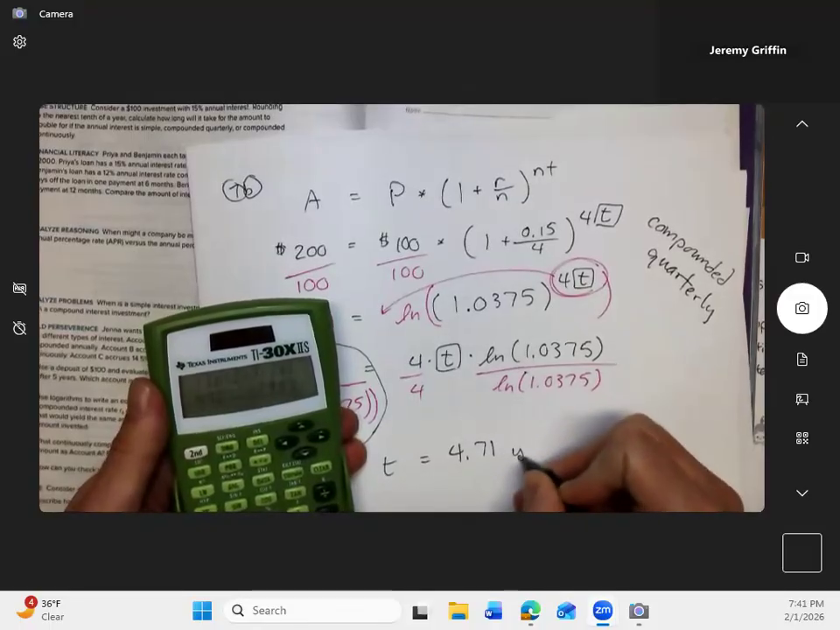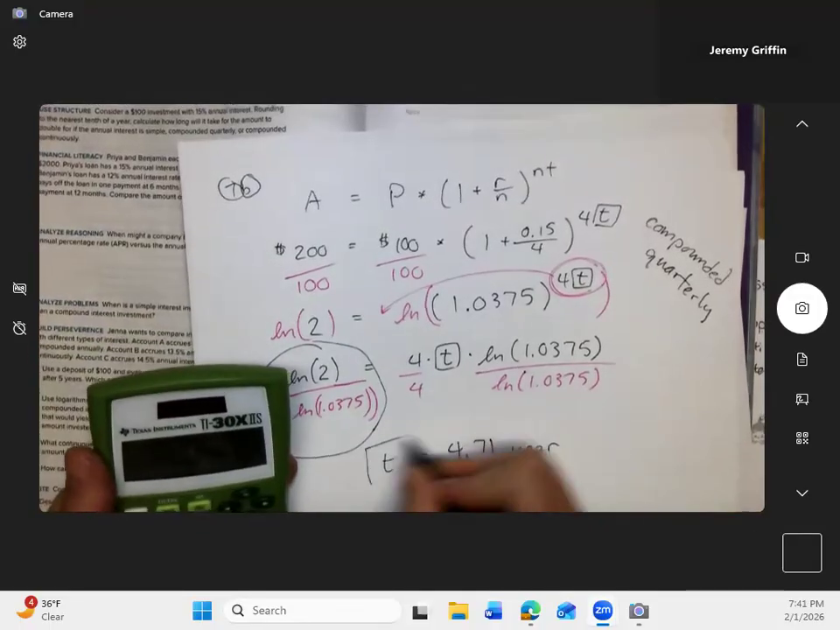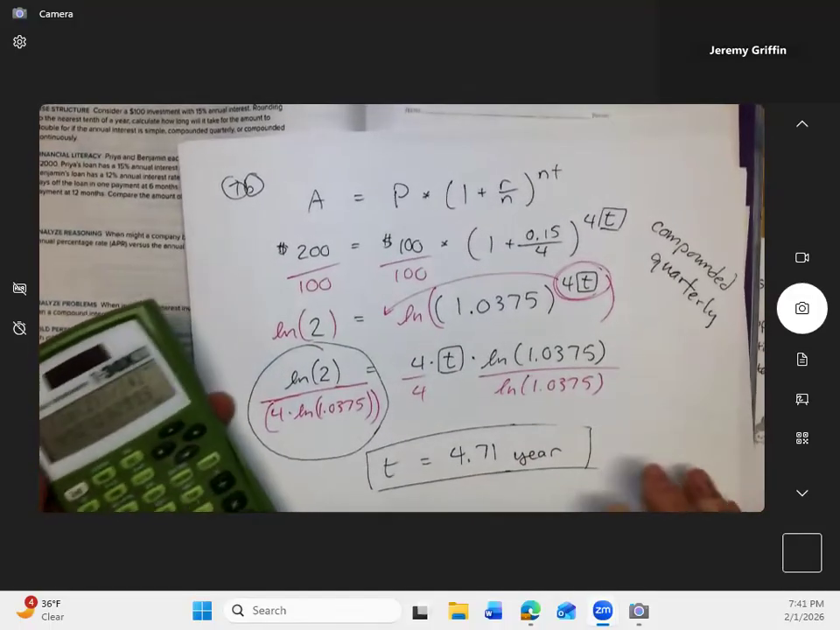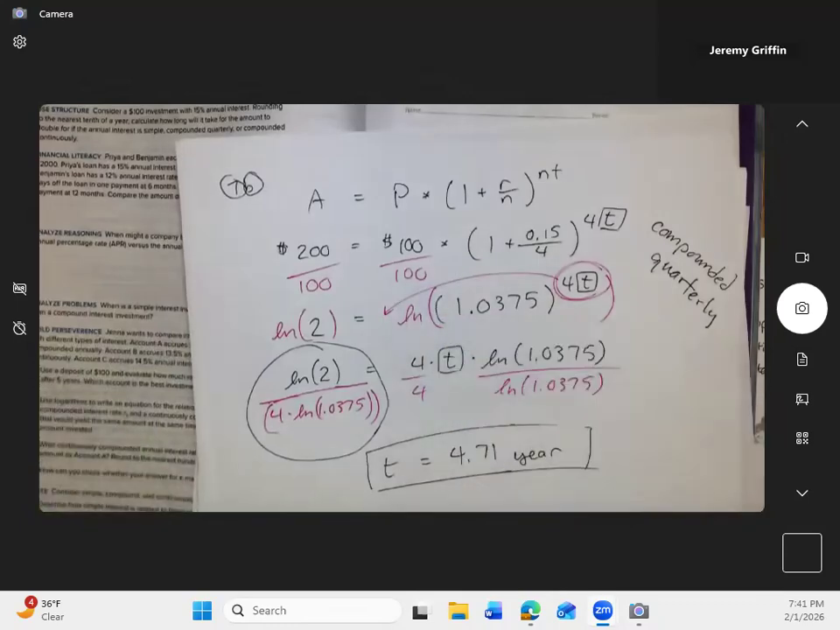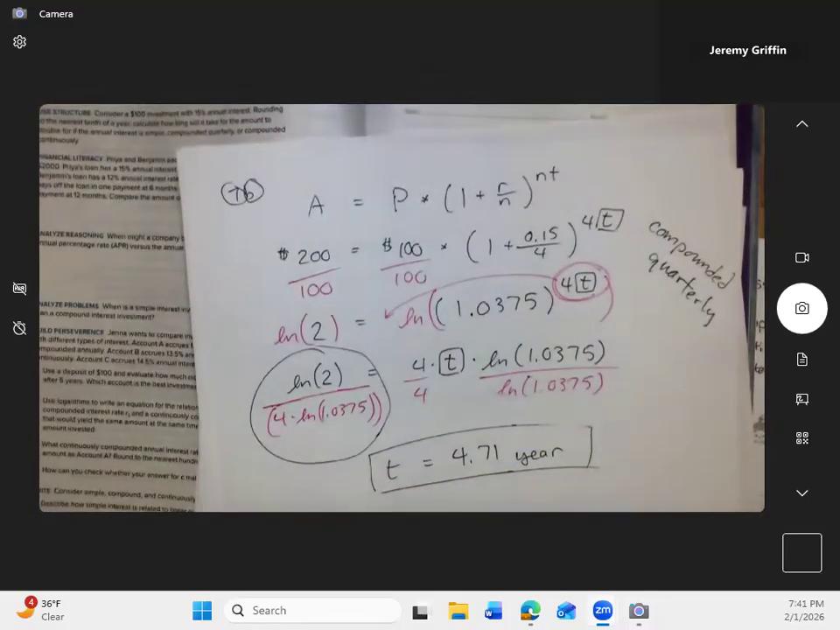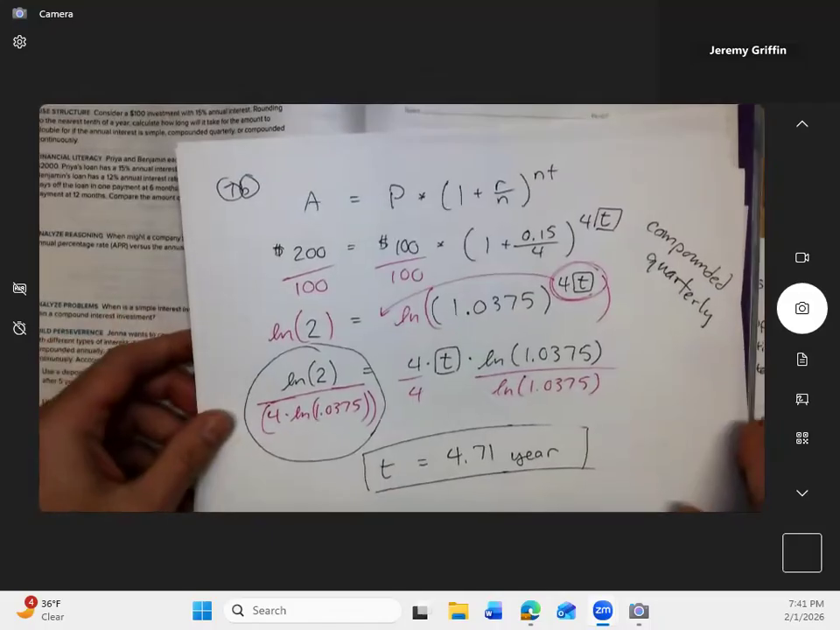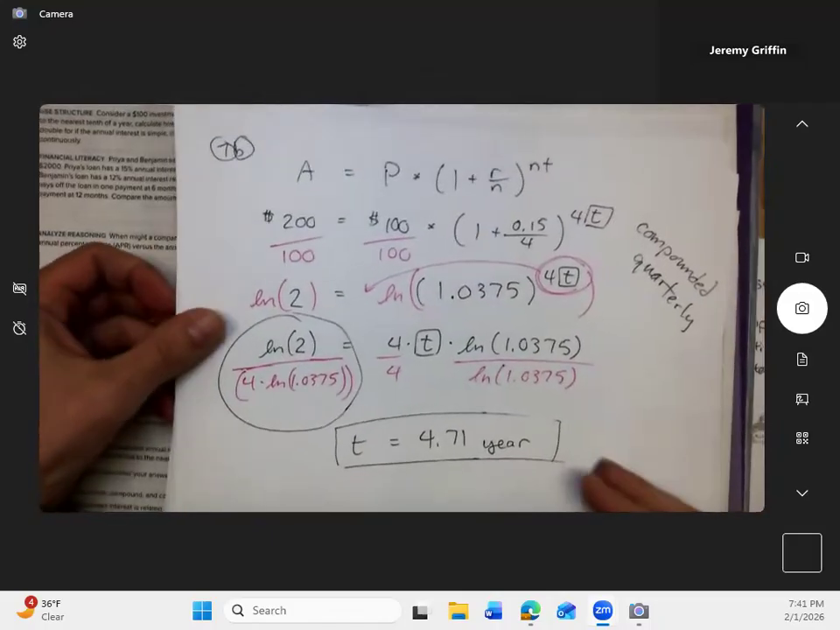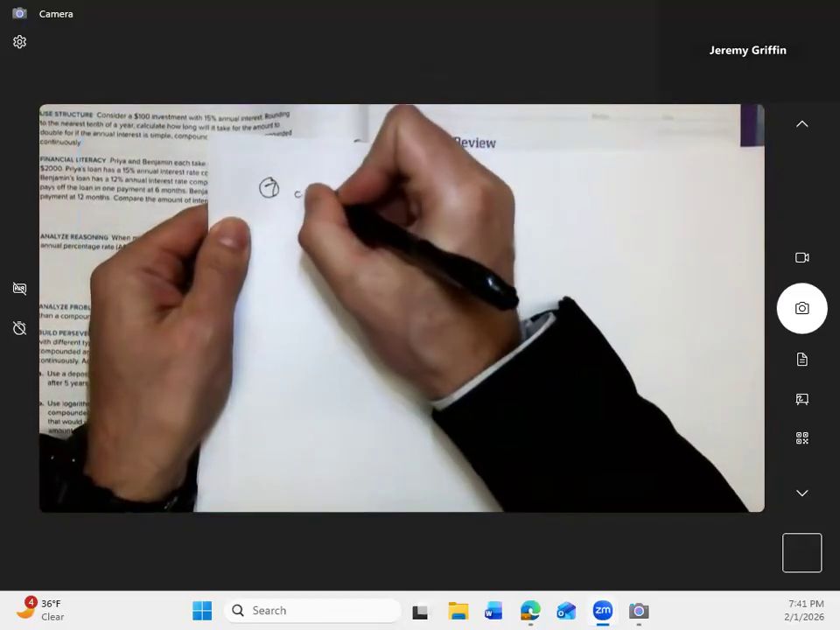4.71 years. Yeah, it is, right? So we reach the doubling value a little faster, right? So at 4.96 years, now it's 4.71 years, right? I bet if we compound continuously, we'll reach the doubling value even faster than this. Let's try it. Okay, so 7c.